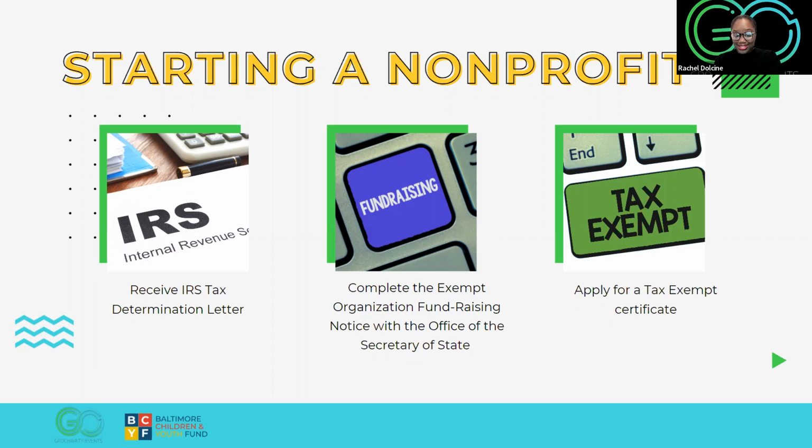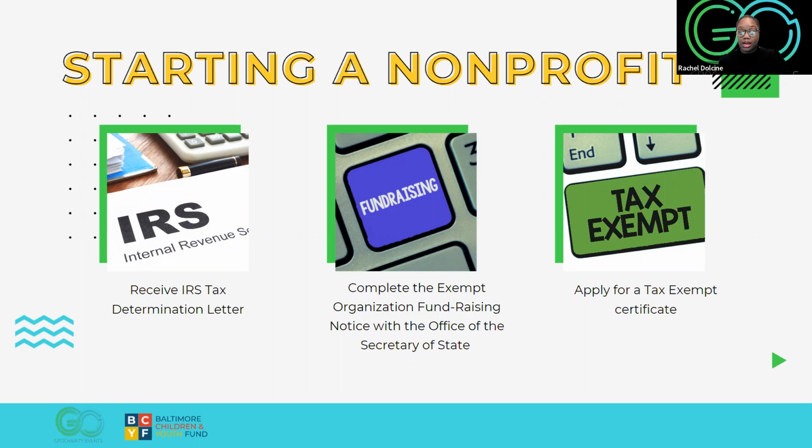After you've received your letter, you then need to go back to the state of Maryland, the Secretary of State, and complete the exempt organization fundraising notice. You are not permitted to fundraise in Maryland, actually in any state in the US, unless you have permission in that state to fundraise. You will need to get permission if you're actively fundraising in Florida, Illinois, California, wherever. You will need to apply to those states to get permission to fundraise. But we're talking about Maryland here, right?